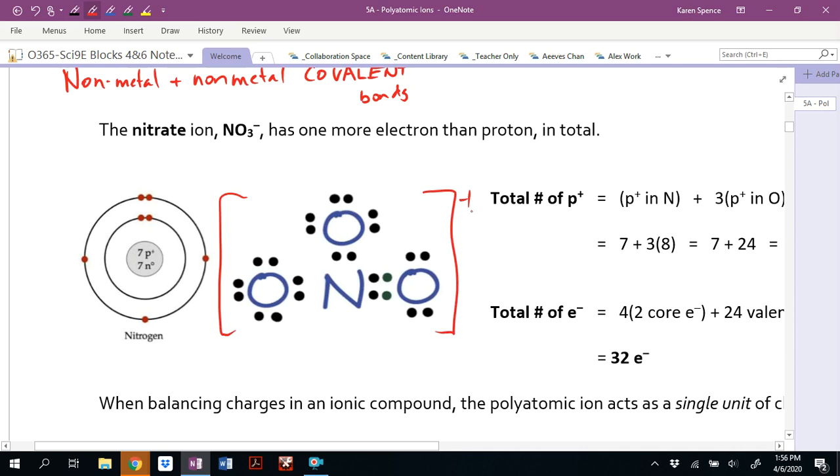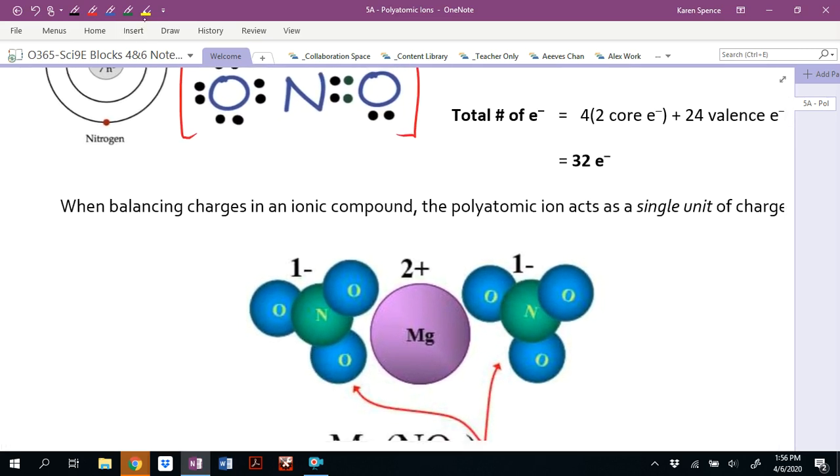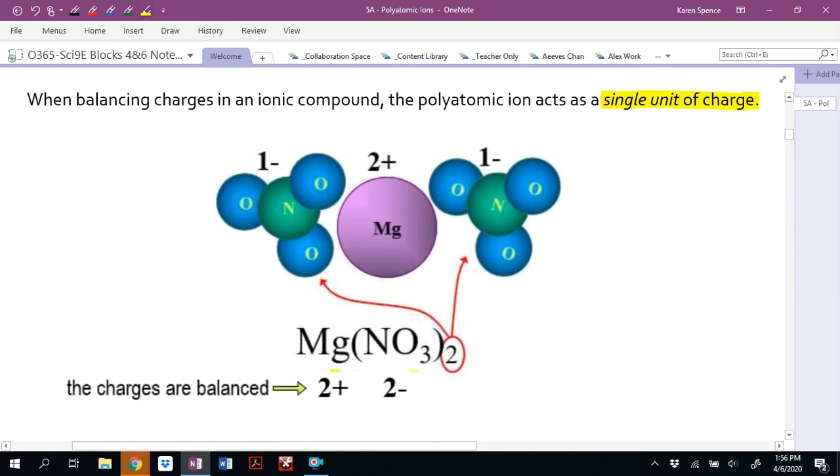The key thing about a polyatomic ion, though, is that a polyatomic ion acts as a single unit of charge. So we don't treat it as a separate N and separate 3 O's. We treat it just as NO3. So let's say that we were looking at a compound formed between magnesium and nitrate. Magnesium nitrate is the name of the compound.